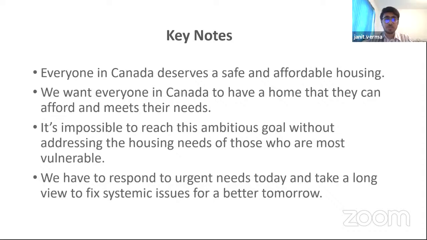Thank you. So I'll be sharing some of the important keynotes. Everyone in Canada deserves safe and affordable housing. Since you are living in the country, it is the responsibility of the government or anyone to make sure that you're getting a house, that you have a roof above your head so that you can stay in. We want everyone to have a home they can afford and that meets their needs. We have to fix the urgent needs today and tackle the systemic issues for a better tomorrow. So it is the government who has to take the initiatives to help the people along.